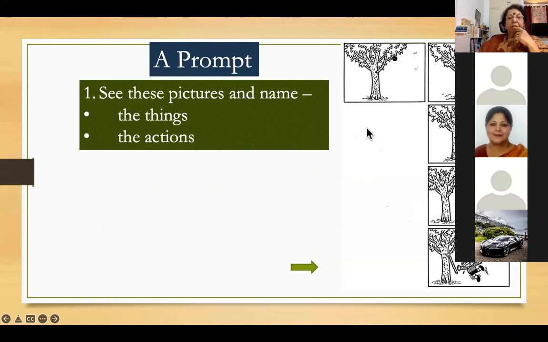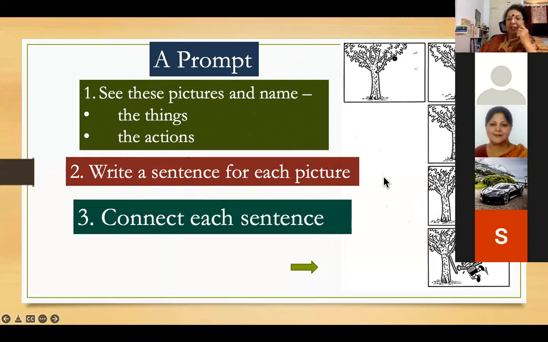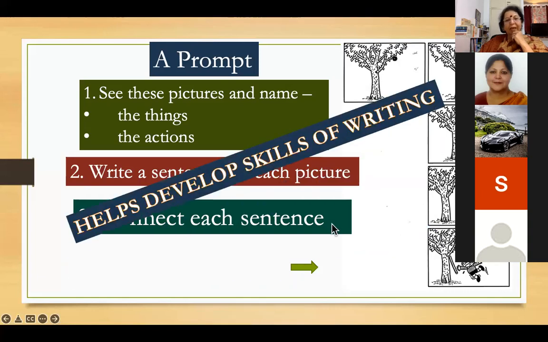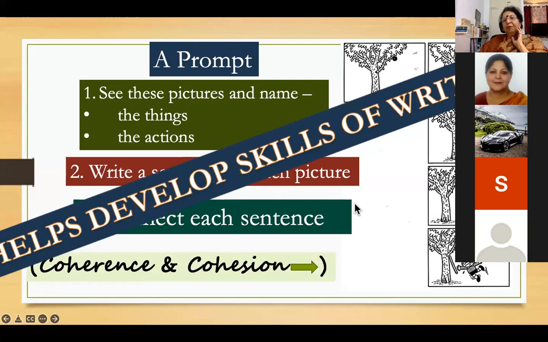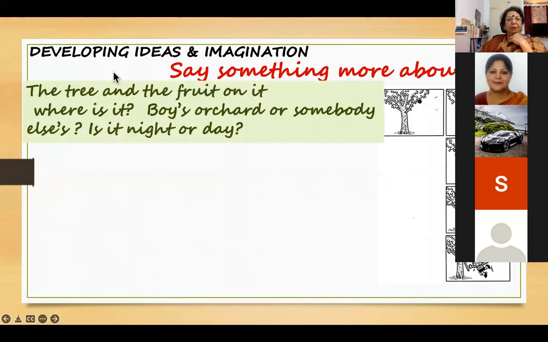Okay, so you see this, you name the things and the actions, write a sentence for each picture. Now connect each sentence. And this helps develop skills of writing. When you put them together, you're also teaching them coherence and cohesion. So now, having done those 5 simple sentences, we want them to say something more about this. Something more needs to be said. What more? So they can talk about the tree and the fruit on it.